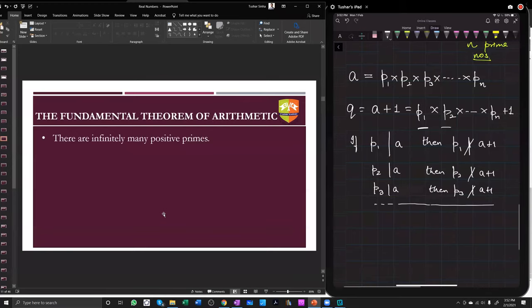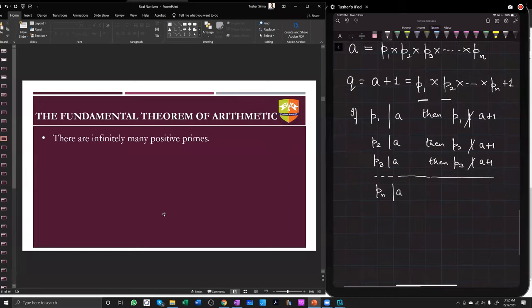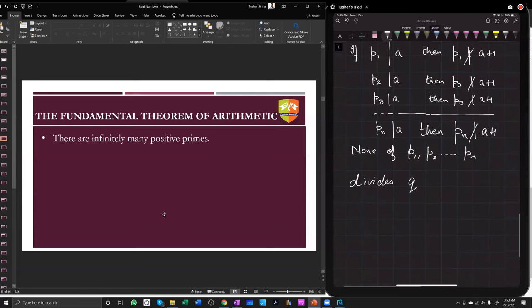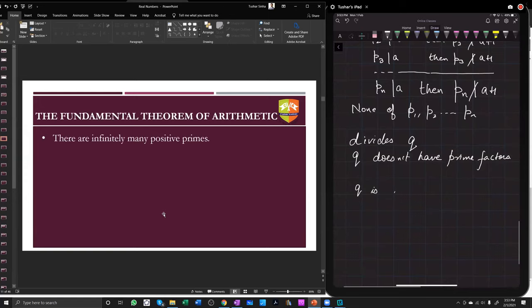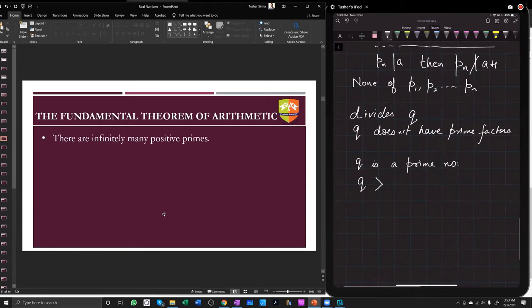Likewise, you can carry on this process and say, if Pn divides A, then Pn is not going to divide A plus 1. That means none of P1, P2, dot, dot, Pn divides Q. That means Q doesn't have prime factors. That means Q itself is a prime then. Q is a prime number. But Q is greater than P1. Or you can write Q is greater than A, which itself is greater than Pn.